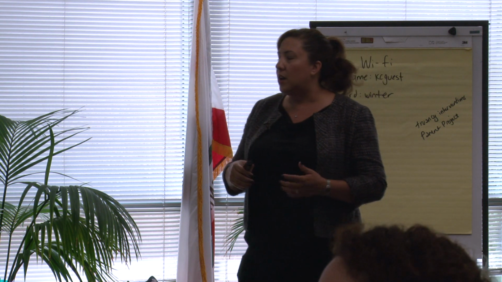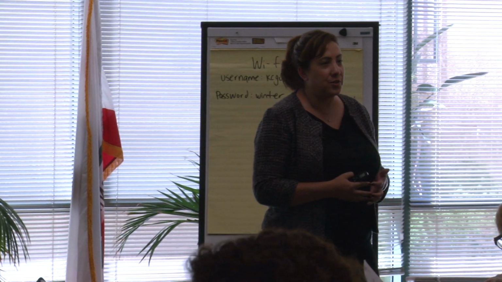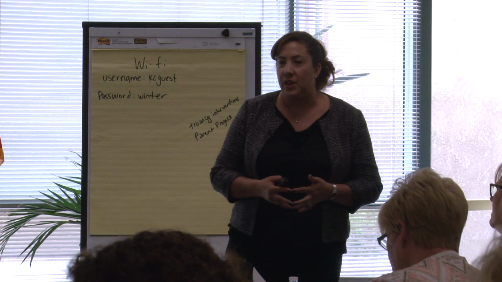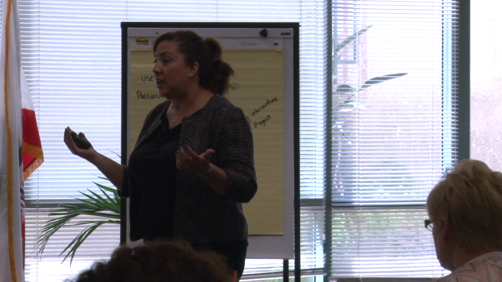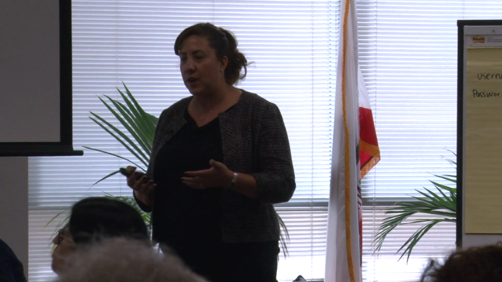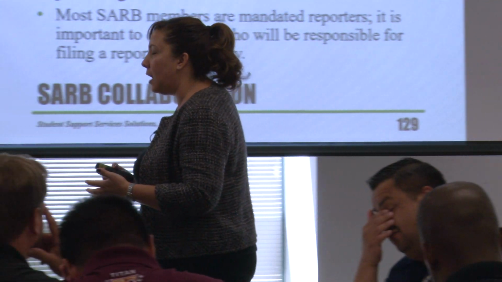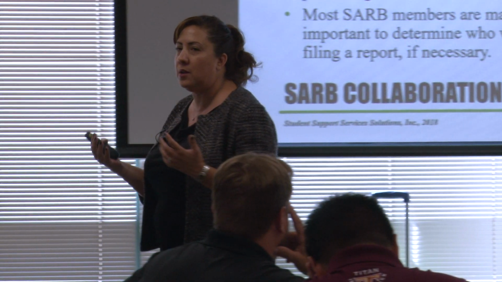Also keep in mind that a lot of families who have been referred to SARB already have had interactions with some of these agencies. They might have an open case with CPS. They might have had law enforcement interaction. Could be that a parent's on probation. Could be a lot of different things. So keep in mind that those people are going to come to the meeting with information that's going to be useful to you about their interactions with the family.